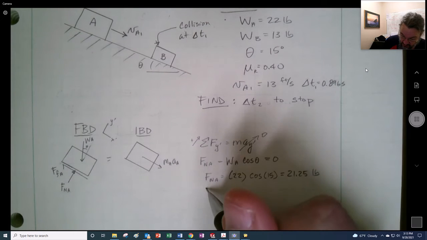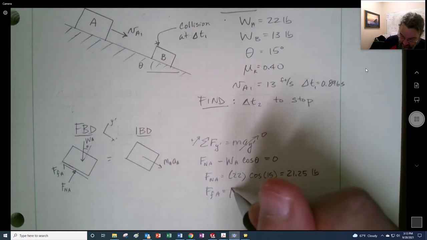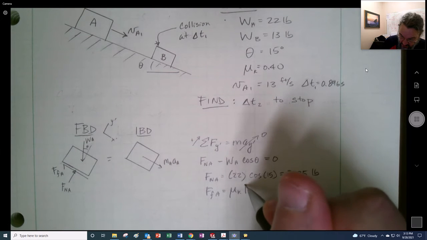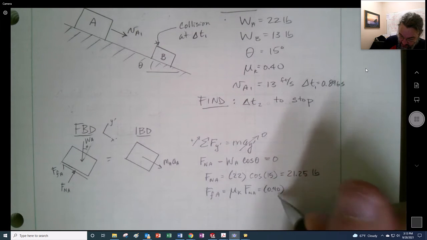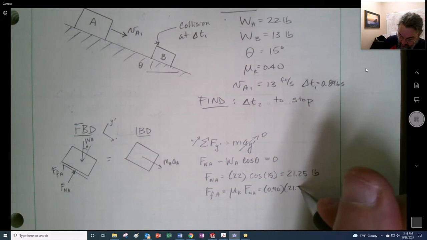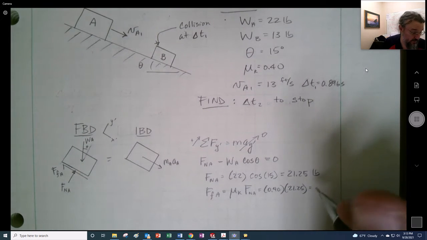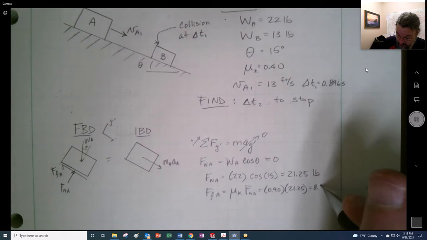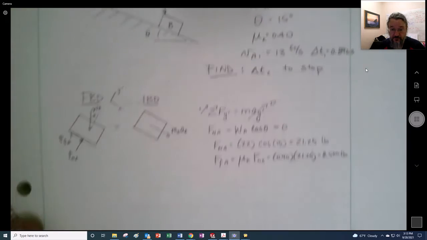pounds. So I want to get the friction at A, which is going to be mu K times FNA, or 0.40 times 21.25, and we get 8.500, which is the friction force that we needed.